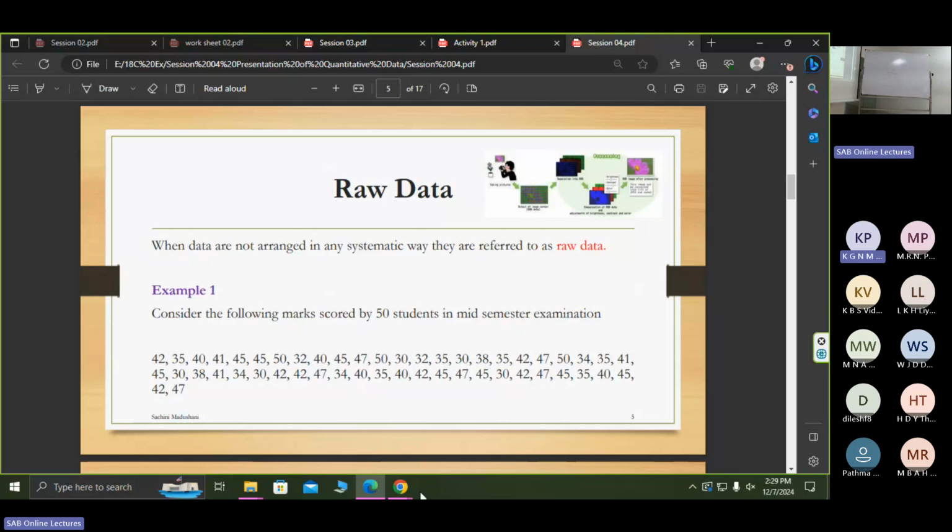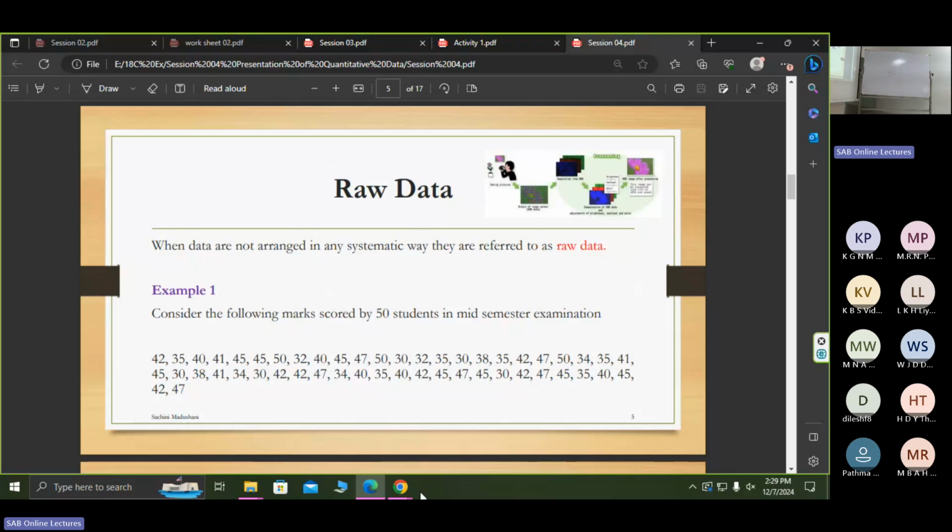We take the marks of the students for the business statistics paper. This is data intake. There are 50 students, and we take their marks. Then we have the marks of 50 students, with no arrangement, just a list of the students with their marks. That data set we call raw data. Understood? Raw data.